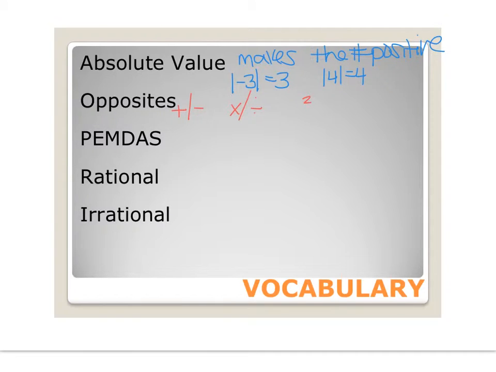We just recently learned that if you have a number squared, taking the square root of that is the opposite. Those two are opposites of each other. They undo each other.